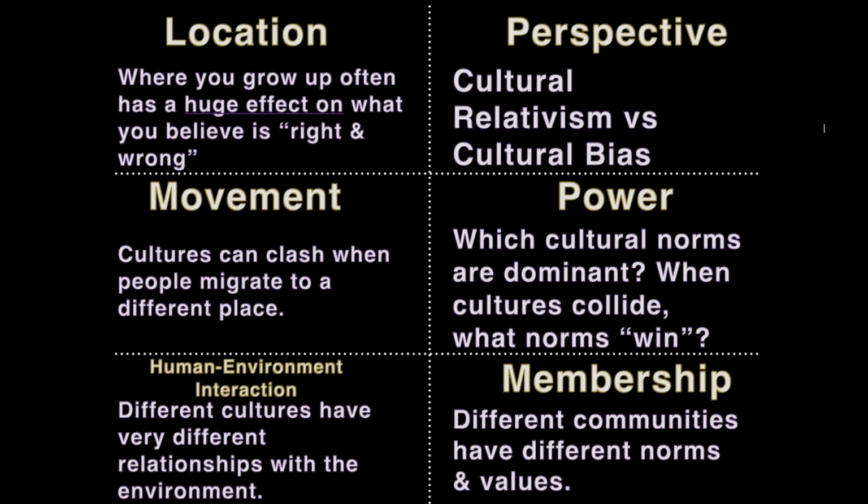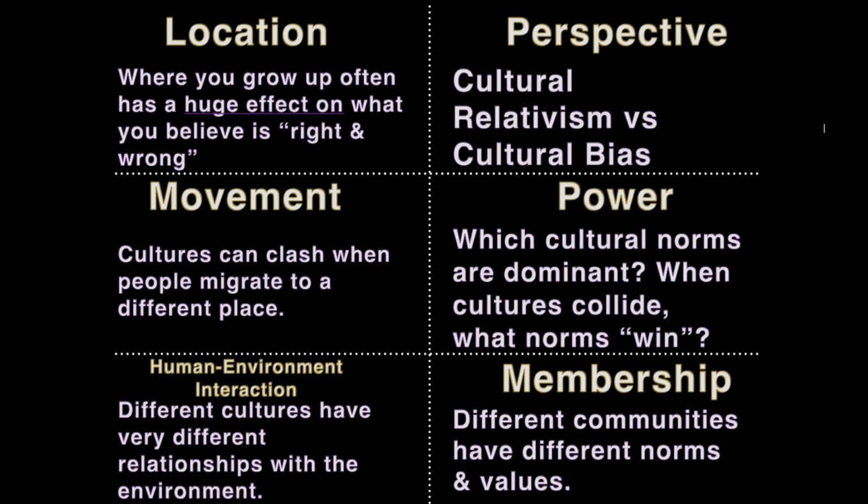And so we can connect those two concepts to those 6 themes that we talked about last time, right? Your location, where you grew up, often has a huge effect on what you believe is right and wrong. In terms of perspective, you have those different concepts of cultural relativism, different ideas of what's right and what's wrong. In terms of movement, cultures can clash when people migrate to a different place. Think about in America, where we have all sorts of people coming from all around the world, and they're bringing their culture with them. And sometimes it meshes nicely, and other times there's moments of clashing.